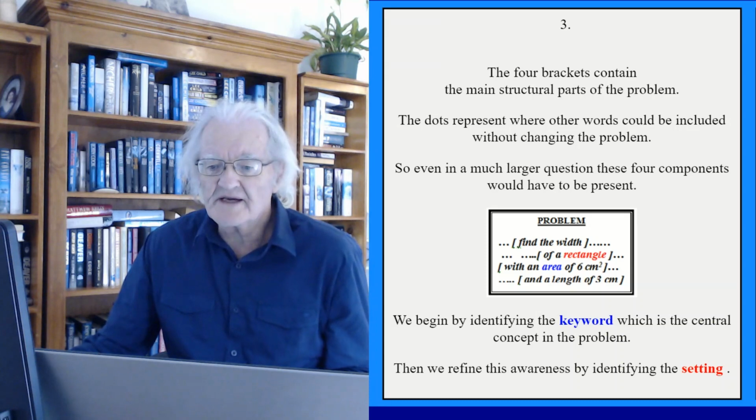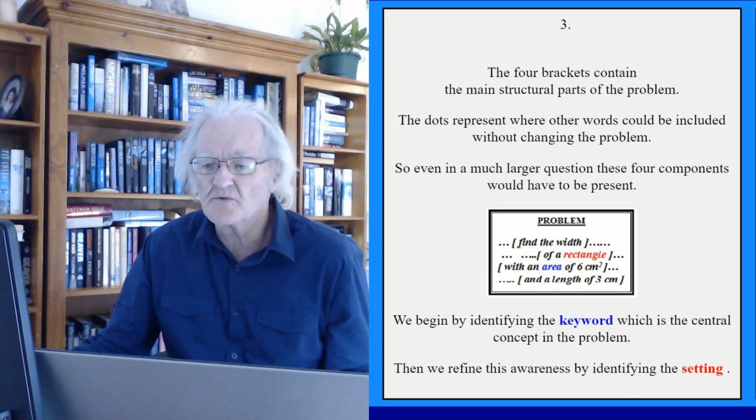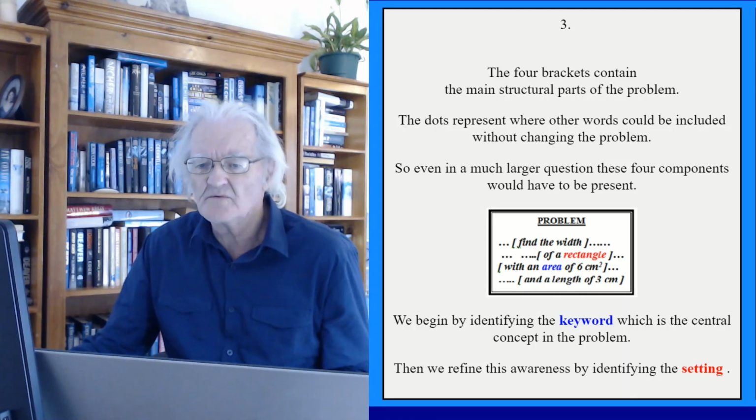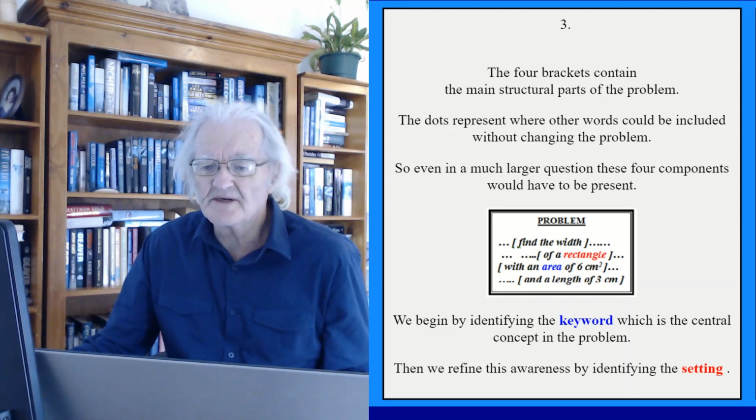The 4 brackets in the diagram below contain the main structural parts of the problem. The dots represent where other words could be included without changing the problem. So even in a much larger question, these 4 components would have to be present. So in its simplest form, we have: find the width of a rectangle with an area of 6 square centimetres and a length of 3 centimetres.